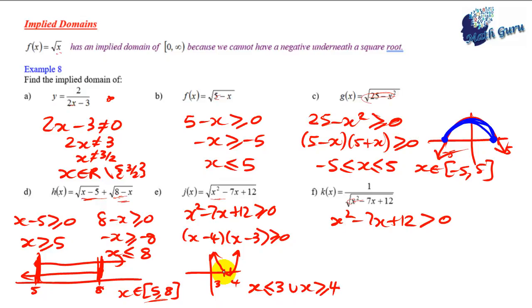So if you look at this graph, when is it greater than 0? Here, when x is less than 3, or when x is greater than 4. So if it was equal to 3, the bottom would equal 0, we can't do that. And if it was equal to 4, the bottom would equal 0, we can't do that. Anything in between 3 and 4, we can't do that because we can't square root a negative number.